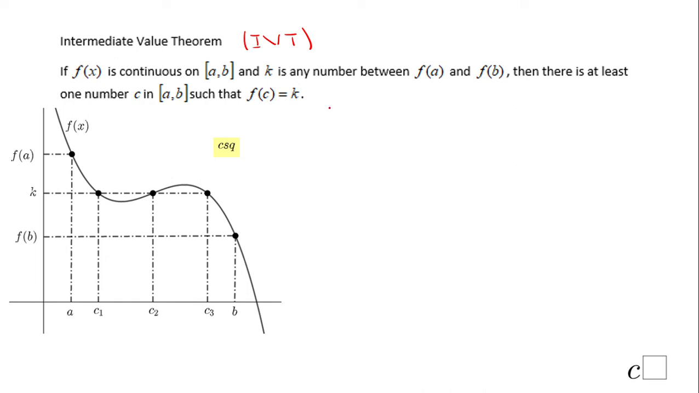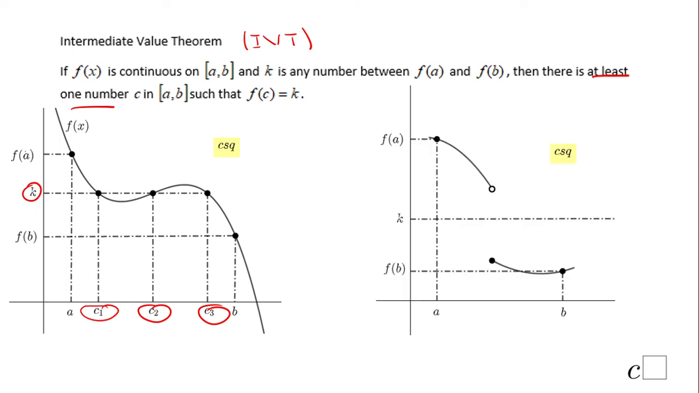You notice f of x is a continuous function, and k is between f of a and f of b. There should be at least one c. In this case, we have three c's for which f of c equals k. On the next picture, you can see an example of a function where we cannot use IVT because the function is not continuous. We see a gap here, and you see even though k is between f of a and f of b, there is no c such that f of c equals k. So it's very important that f of x needs to be continuous.